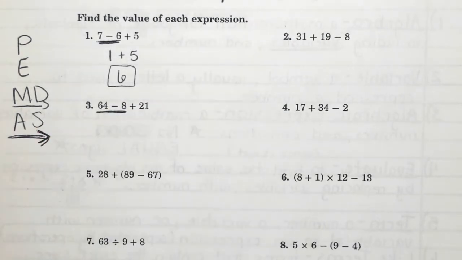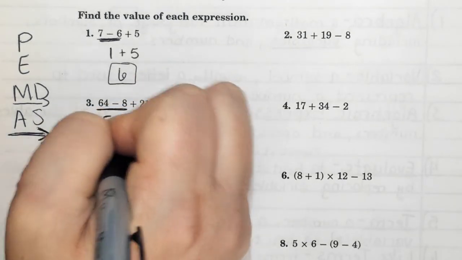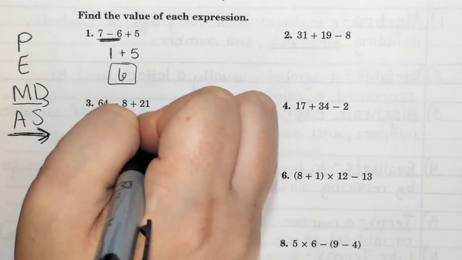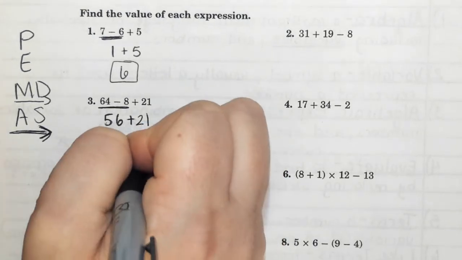So 64 minus 8, what does that give me? 56, I think. Plus 21. And then 56 plus 21. Vegan? 56 plus 21? 76. I mean 77. 77.